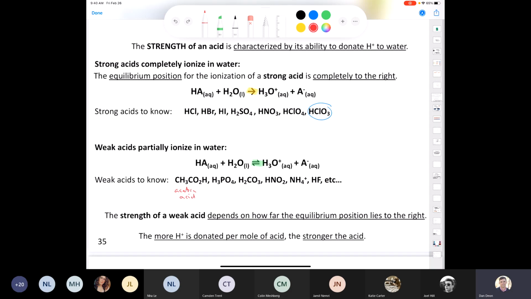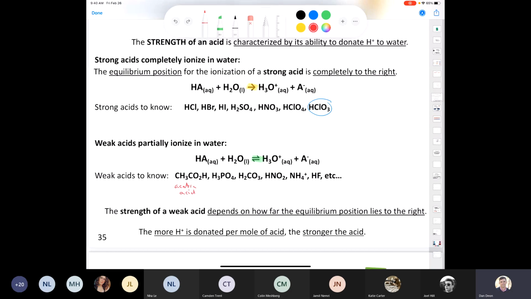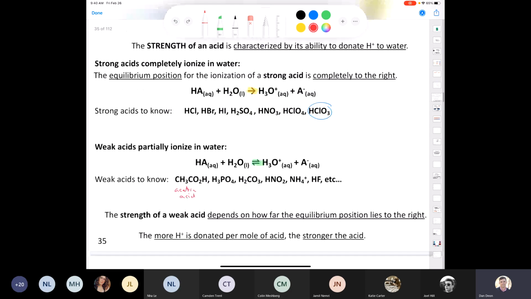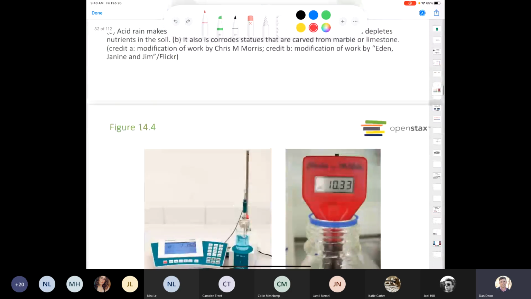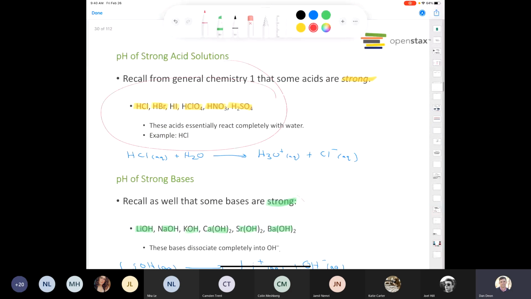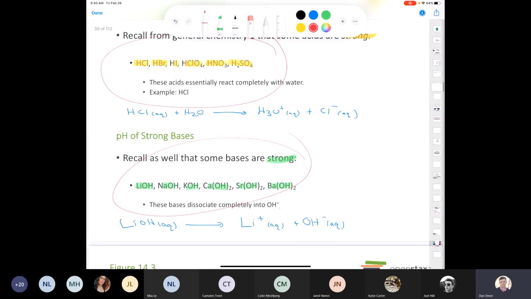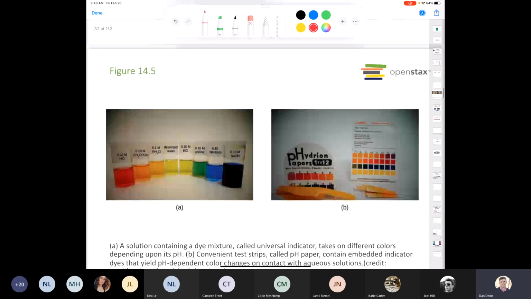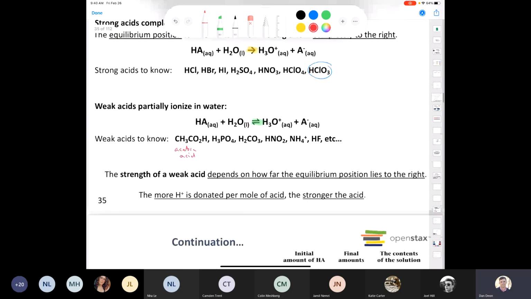Okay, the strength of a weak acid depends on how far the equilibrium position lies to the right. So the more protons it can donate, the stronger it's going to be. Violet, you don't need an announcement. I just told you, okay? Right here. You need to memorize these and memorize those. Slide number 30. Okay, let's get back to it.